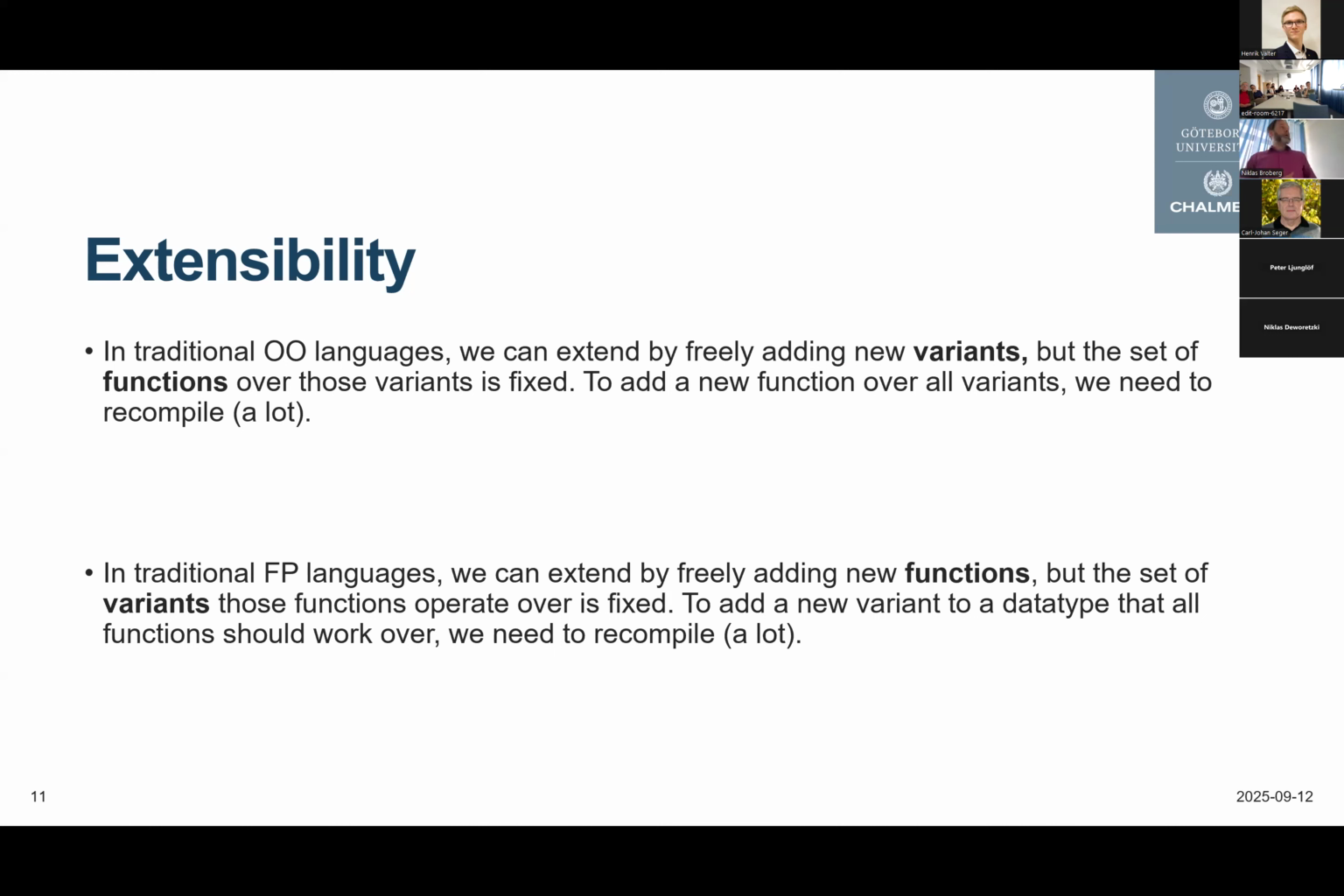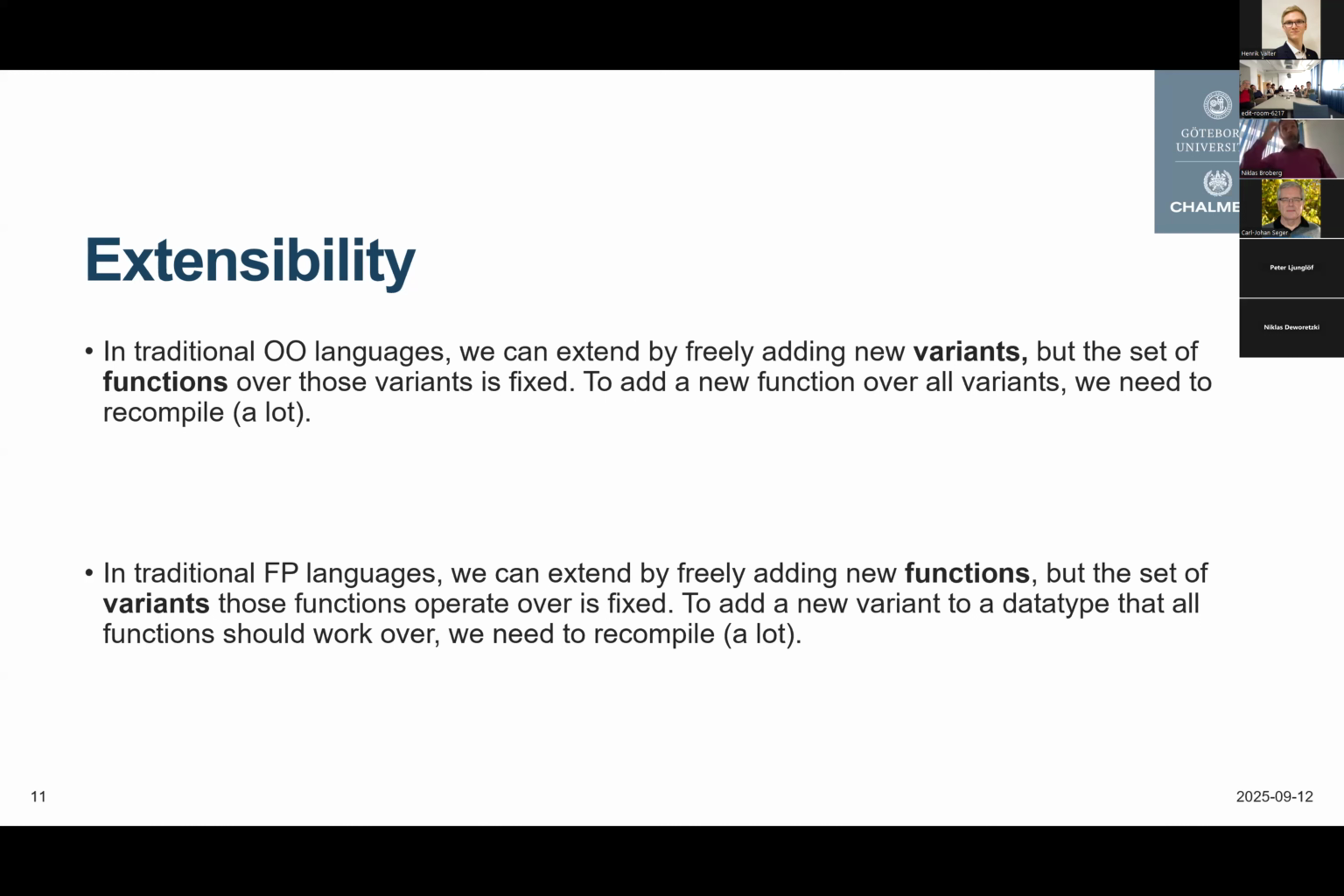And conversely, in traditional functional programming languages, we can freely add whatever new functions we want. We can do dispatch over different variants using pattern matching. But the set of variants that we've enumerated in the data type is fixed. We cannot add new data types if we need to extend new versions. Again, we would have to go in and actually change the data type, and then we would get type errors for all of the methods that previously worked over this, and we have to go in and fix all of them as well.